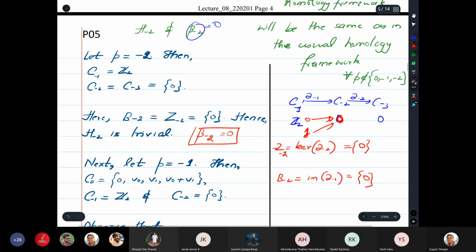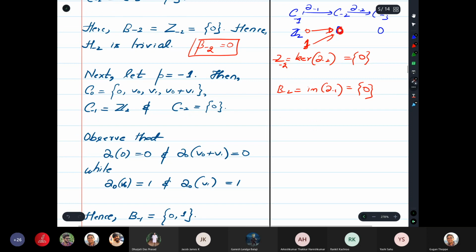So in the reduced homology or in the usual homology, beta minus 2 turns out to be 0 for us in this special example, right? So in this special example, that's what it turns out. So now it remains to compute beta minus 1 and beta 0. So let's compute this beta minus 1, right? So again, in the previous case, in the usual homology case, this was 0. So let us see if it turns out to be 0, right?